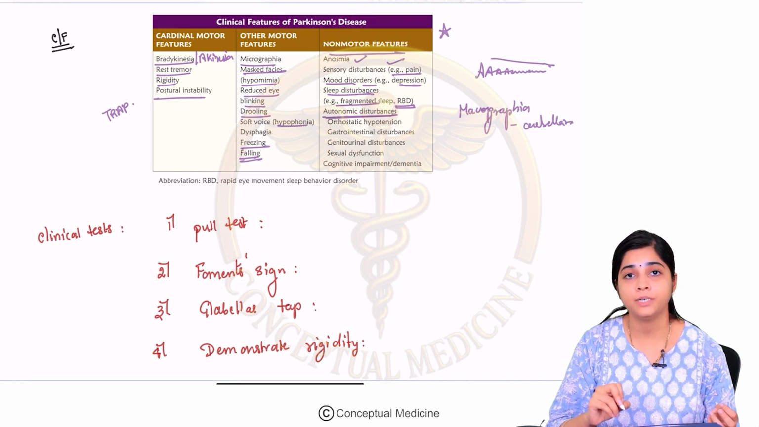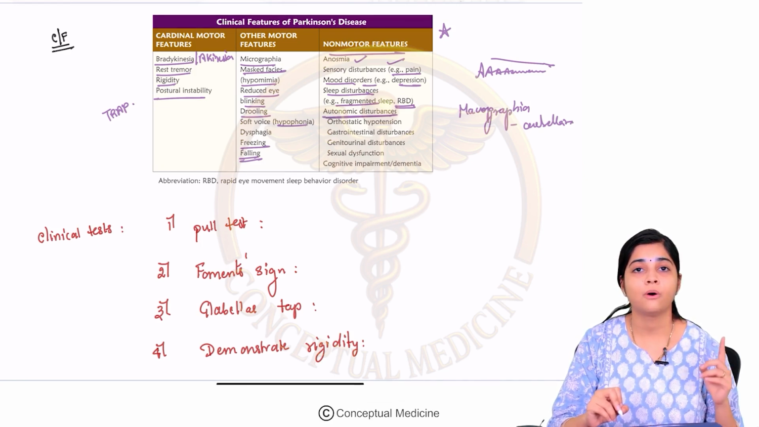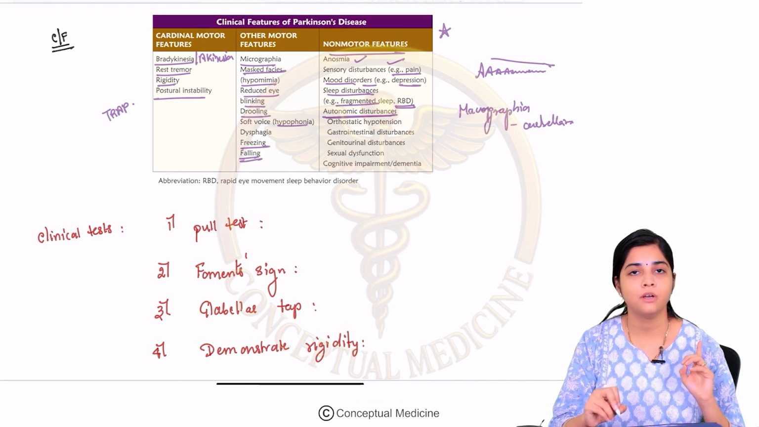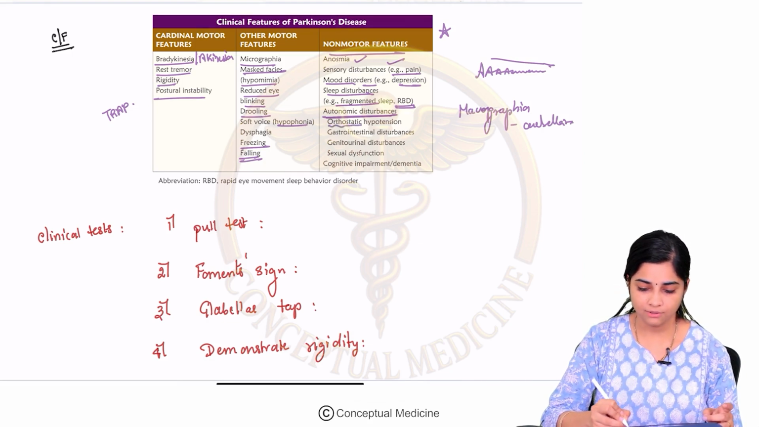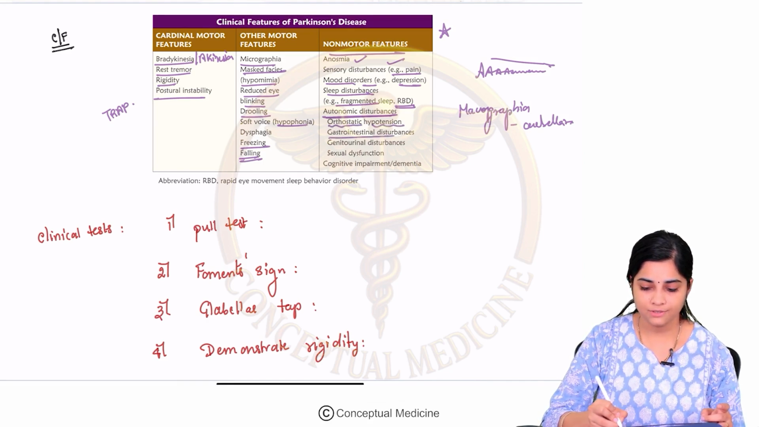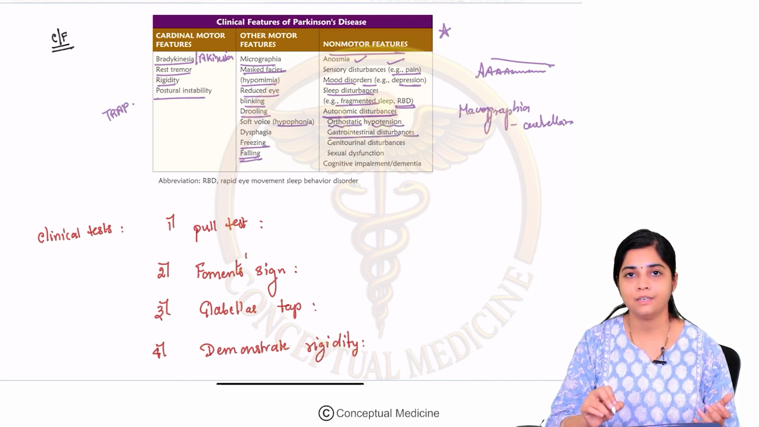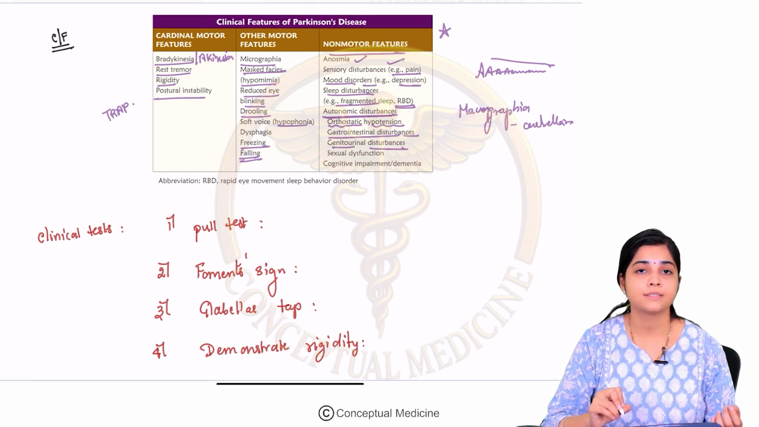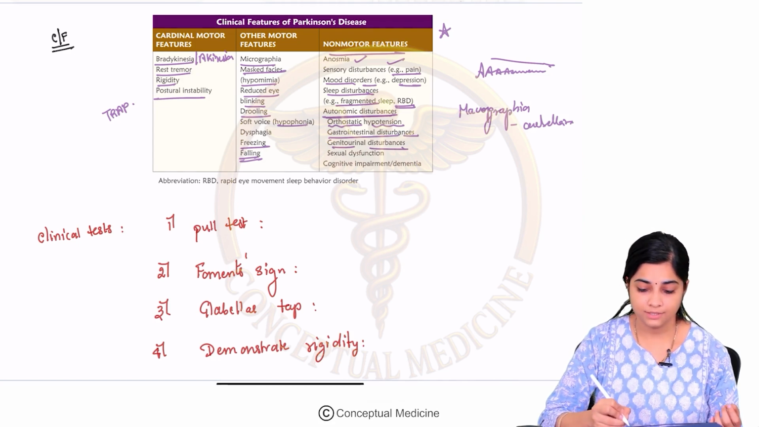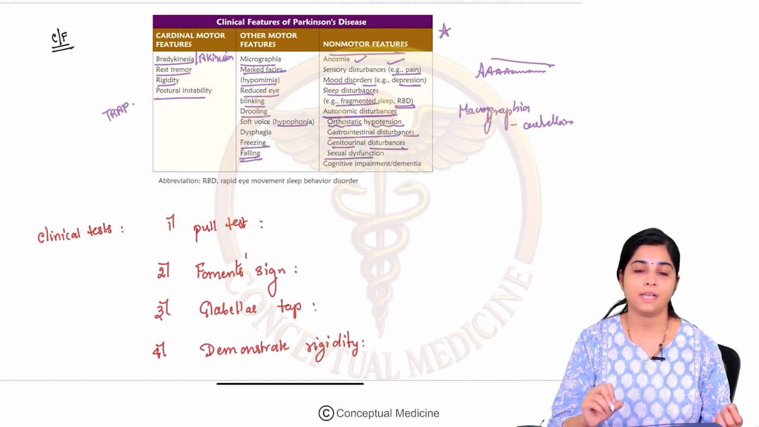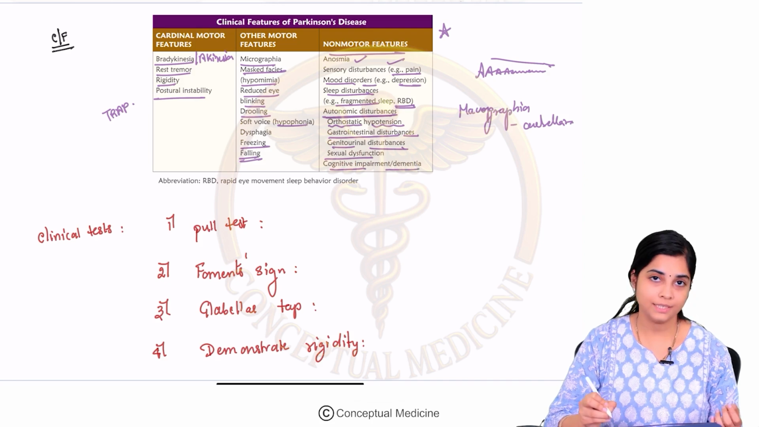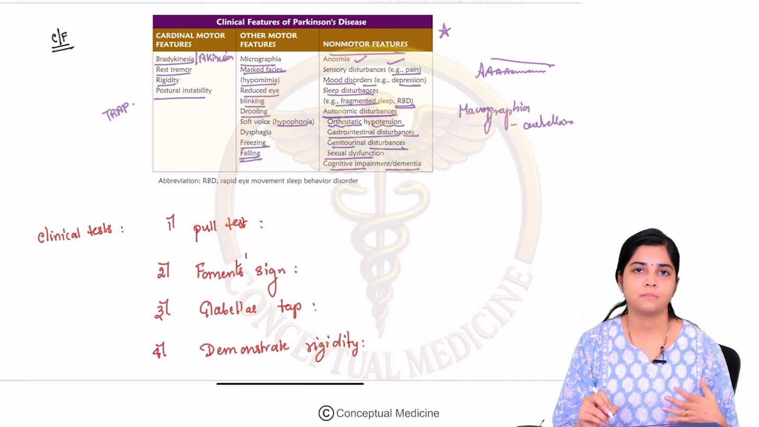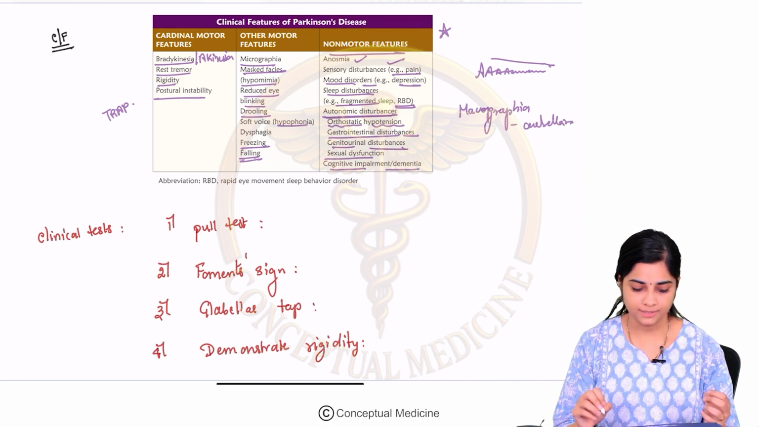Another very important point that you have to remember is the presence of autonomic disturbances, predominantly orthostatic hypotension. Gastrointestinal disturbances can result in diarrhea or constipation, more predominantly constipation. Genitourinary disturbances, right? So it can result in genitourinary and sexual disturbances as well. And cognitive impairment and dementia can happen in the later stages. Okay, so this is about the various clinical features of Parkinson's disease.